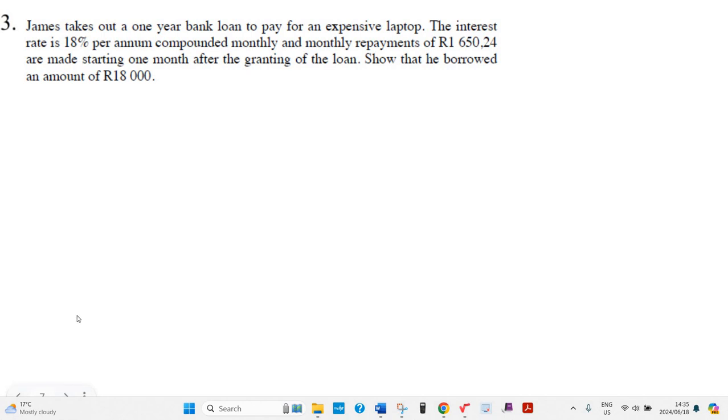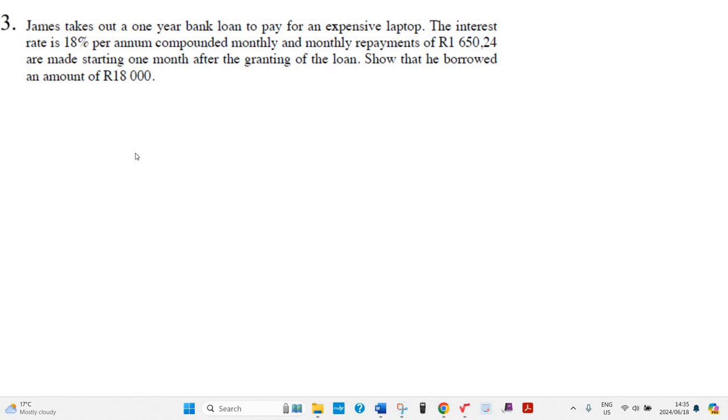Okay, let's try a couple more examples. They say the interest rate is 18%, compounded monthly. He's going to take out a loan for an expensive laptop, and the monthly repayments of this amount start in 1 month. Show that he borrowed an amount of 18,000.